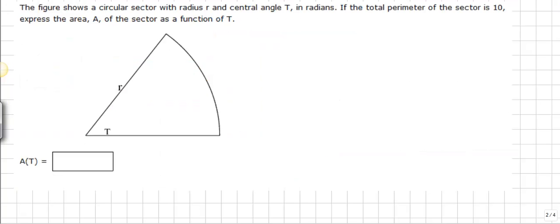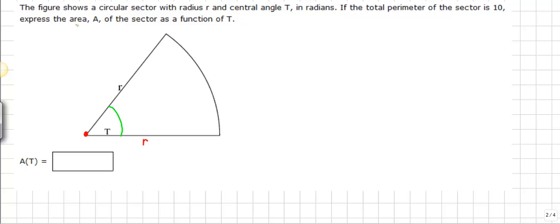Okay, so if you've watched the previous problem on WebAssign, the one I'm about to demonstrate for you is pretty similar. It says the figure shows a circular sector with radius r and central angle t. So here's your central angle. This is a circular sector, meaning it has a vertex and then radius r, and t is already in radians. It says the total perimeter of the sector is 10, and you want to express the area A of the sector as a function of t.